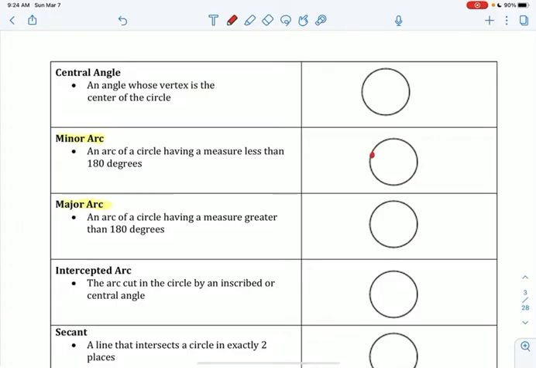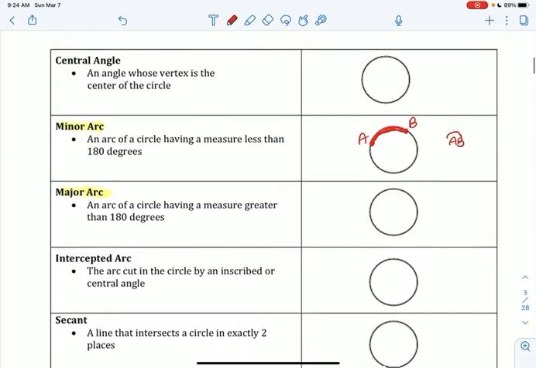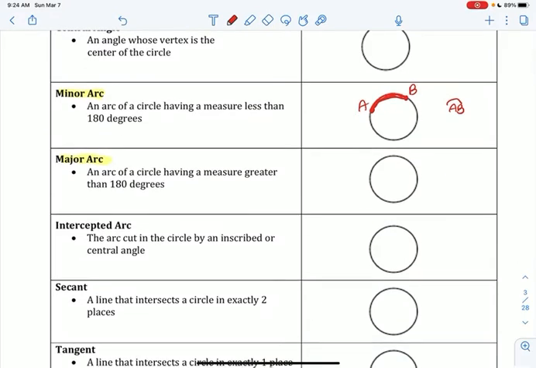So if I have an arc like this, that is a minor arc because it's less than 180 degrees. Now, how do I know it's less than 180 degrees? Because a total circle is 360 degrees. If I have half of a circle, like a semicircle, that's 180. So this is definitely less than 180 degrees. A major arc is more than 180 degrees.